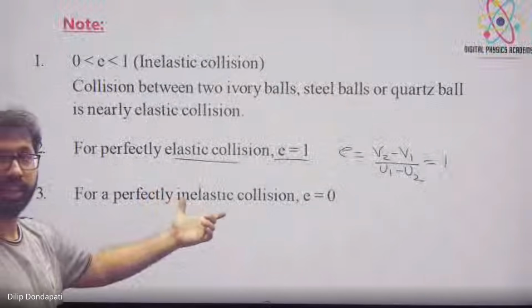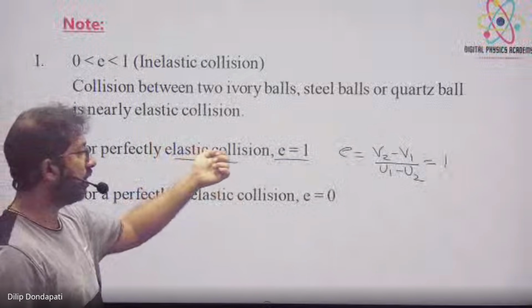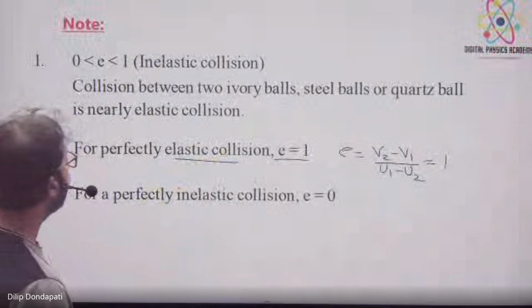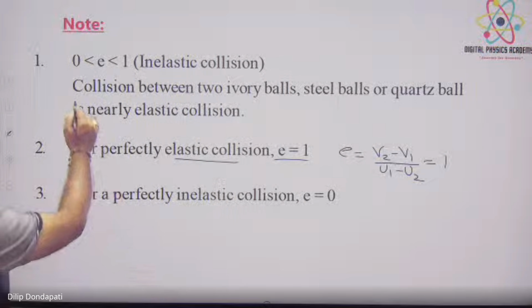In a perfectly inelastic collision the e value is 0. Okay. And just write this down.